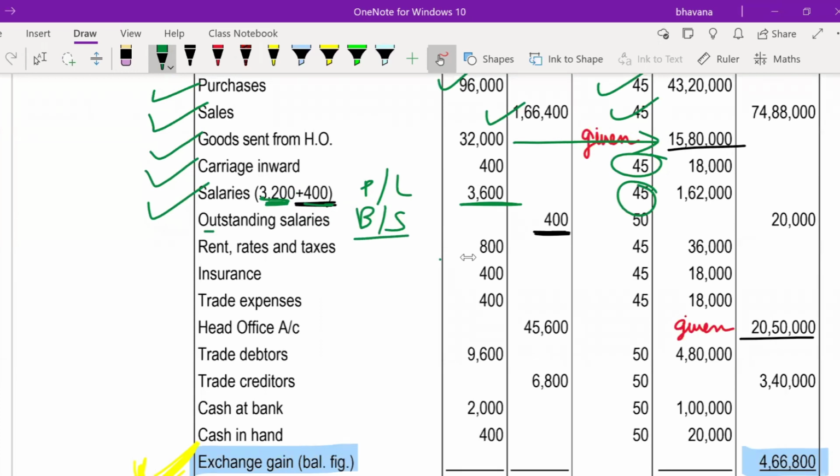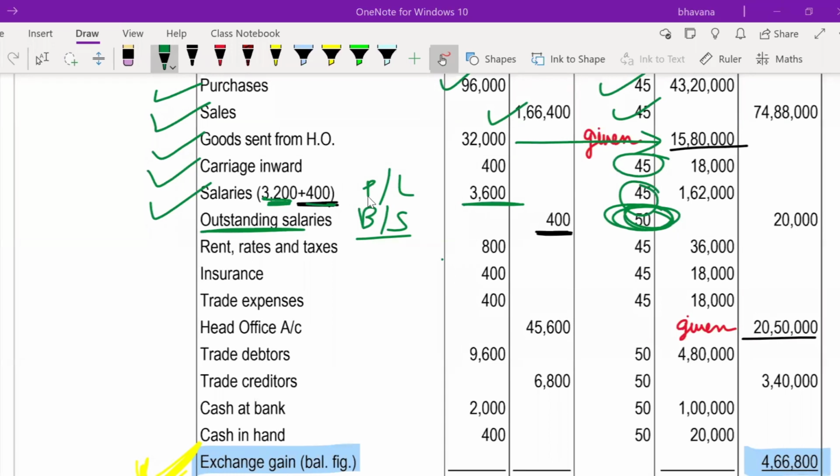In the balance sheet you will show it as outstanding liabilities. So outstanding salaries, when you show in the balance sheet, you will show it at the closing rate. So I was telling you, this was one of the important points in the question in relation to the outstanding salary. When you show it in the PL, you have to convert it using the average rate, and when you are going to show it in the balance sheet, you have to convert using the closing rate. I hope that also you understood.